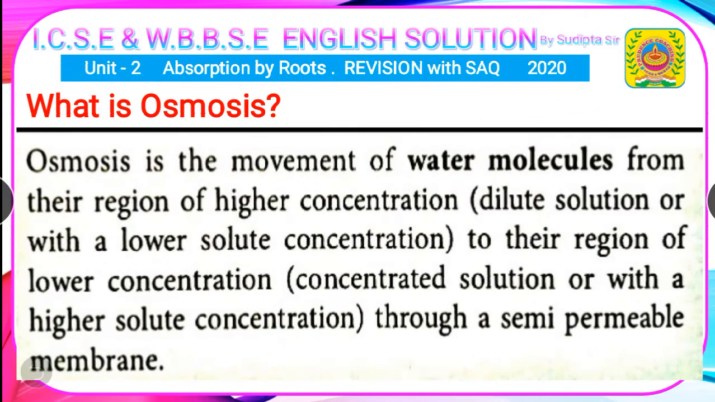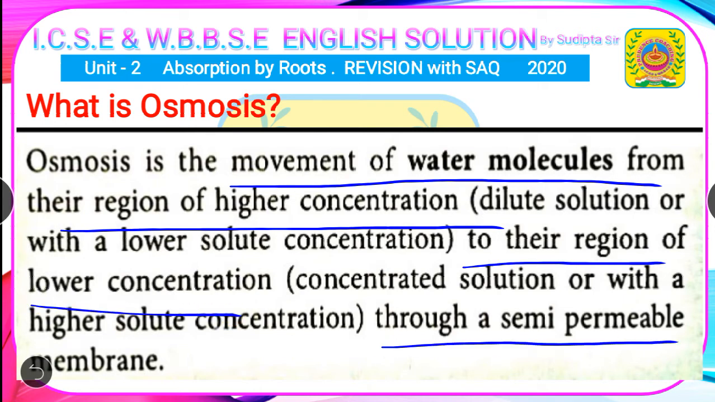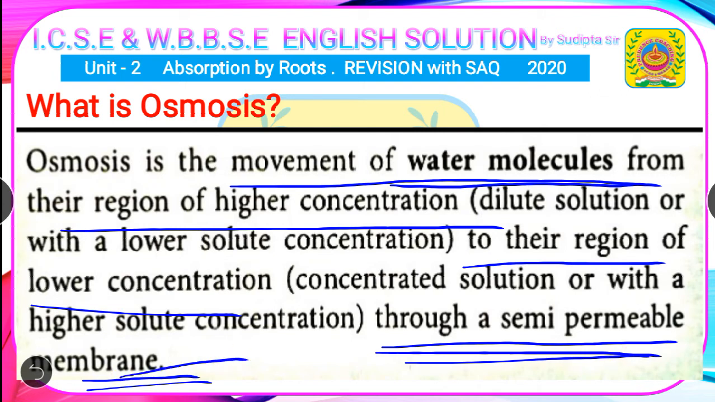Now we'll learn about osmosis. Osmosis is the movement of water molecules from the region of higher concentration to the region of lower concentration through a semi-permeable membrane. Osmosis is quite similar to diffusion, but in osmosis the movement occurs only in water molecules. Here we need to use a semi-permeable membrane. Without a semi-permeable membrane, osmosis is impossible.